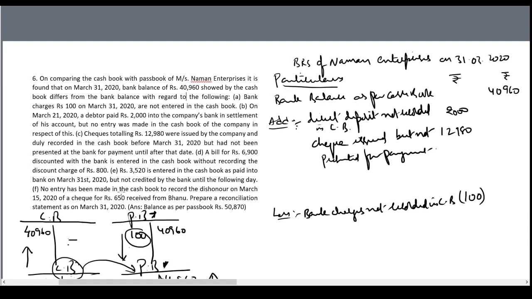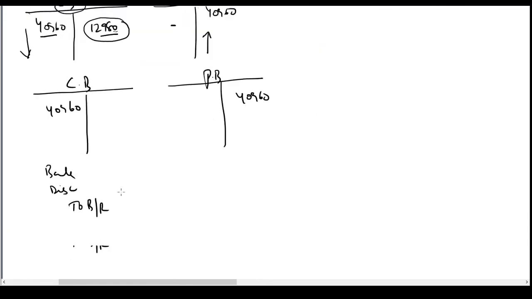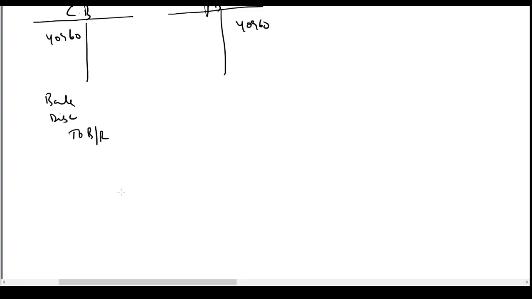The value of the bill was 6,900 and the discount charges were 800. So the bill which is given to the bank is 6,900 worth, discount of 800. That means the bank account should have been debited with 6,100. This is the correct entry which should have been passed. But the actual entry passed by the accountant is bank account debtor to bills receivable 6,900. So he has recorded even the discount in the deposit column.